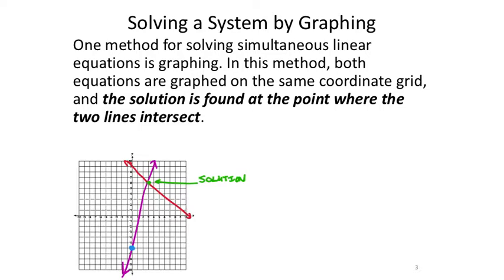Or if you had a point just somewhere out there, like here, negative 9, 5, that one's not on either, so it would make both of them false. The solution needs to make both of the equations true, which means on the graph it needs to be on both of the lines.